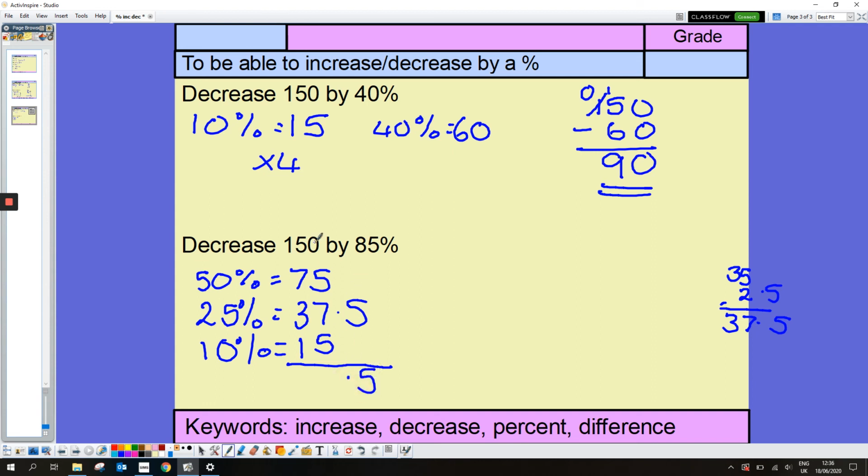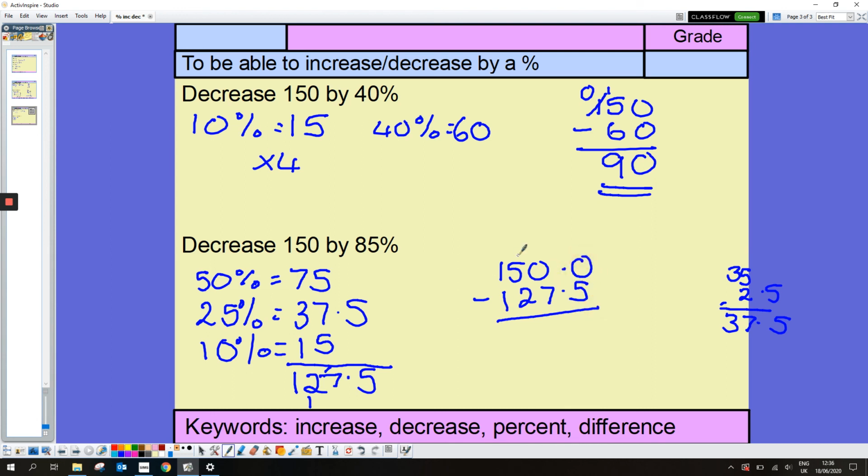Now if I add all these together, it will give me the total of 85%. So be careful about your lining up. It makes adding up far easier. 5 and 5 is 10, and that's 17, so I've got a 7 and a carried one. It's 10, 11, 12. So for a decrease, I need to now do 150 subtract 127.5.